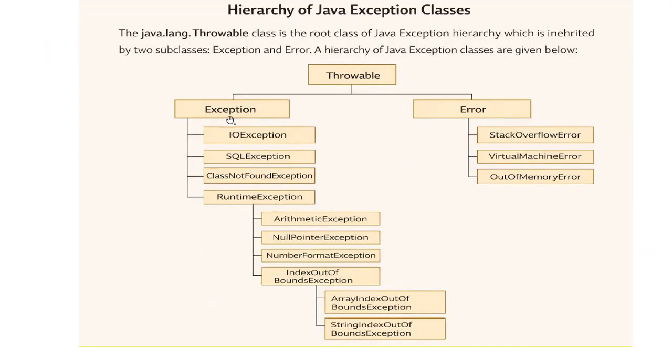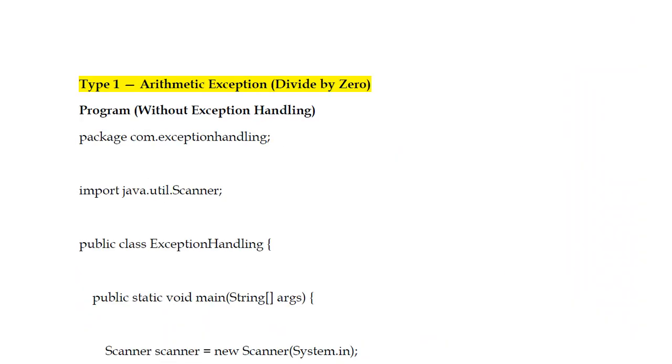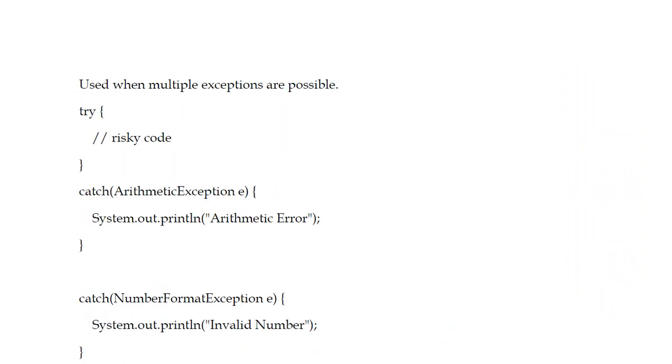See, all these classes come under the Exception class only; these are its subclasses. Arithmetic, null pointer, number format, index exceptions are all already present under Exception. So it has the capability to store these exceptions.